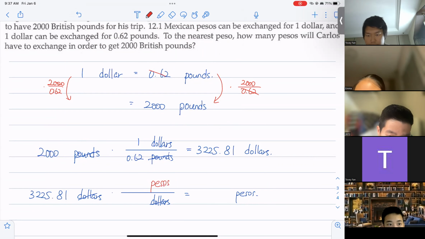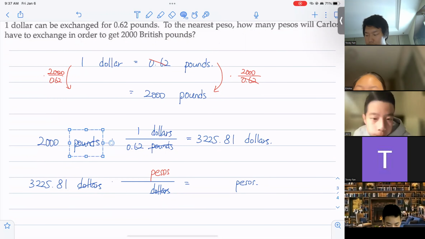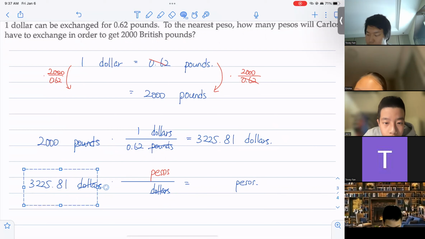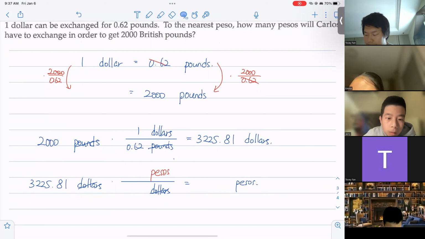Okay, does that make sense, Emma? And Albert, right? Just use conversion factors. So Jerry, that makes sense? From pounds to dollars, you match the pounds, you put dollars on top so that you get dollars. And then from dollars to pesos, the conversion factor should be pesos over dollars, because this way allows you to cancel out the dollars and then you have pesos in the end, okay? And then you fill in the number.